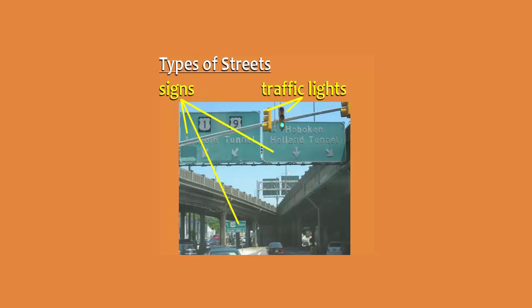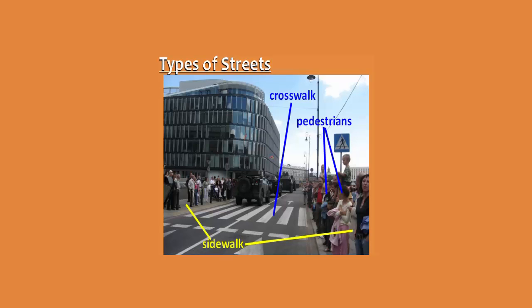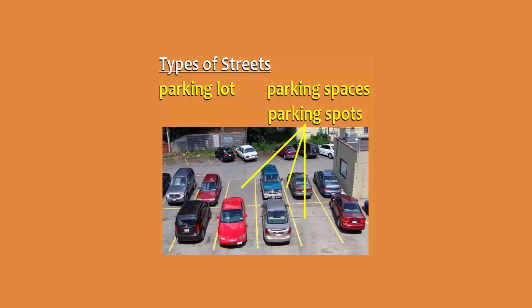To control the movement of cars, we have signs and traffic lights. Sometimes you have to stop at a crosswalk so that pedestrians, people walking, can cross to the other side of the road. The place where people can walk is called the sidewalk. When you want to stop your car and get out, you can leave it in one of the parking spaces or parking spots in a parking lot.